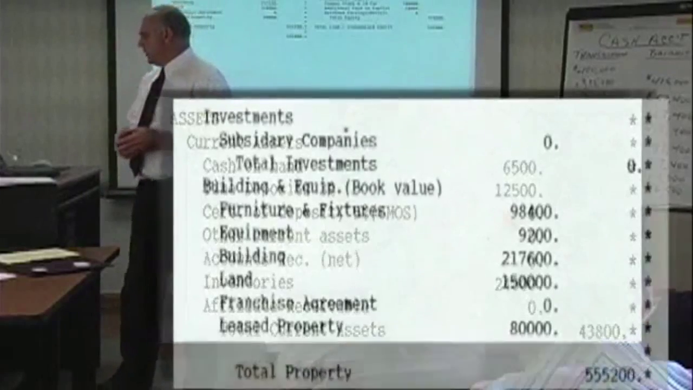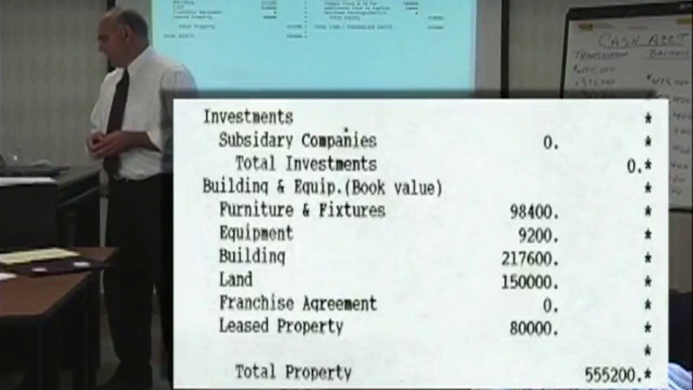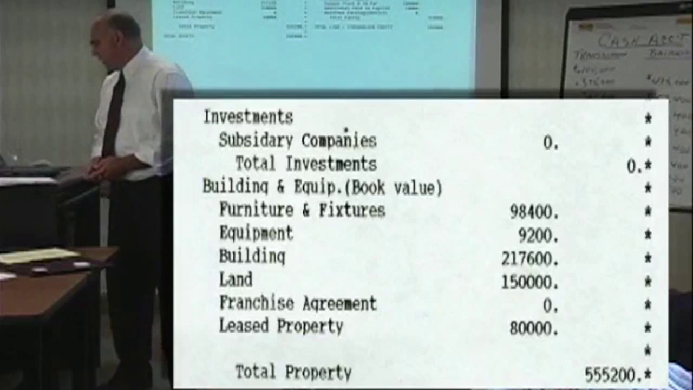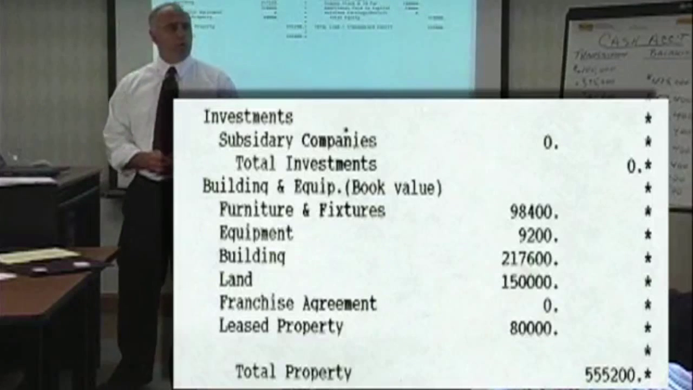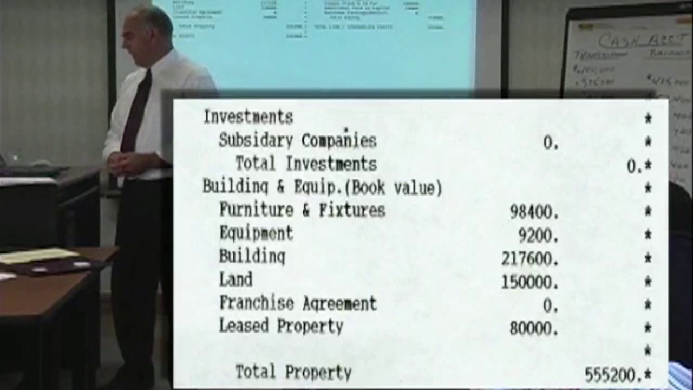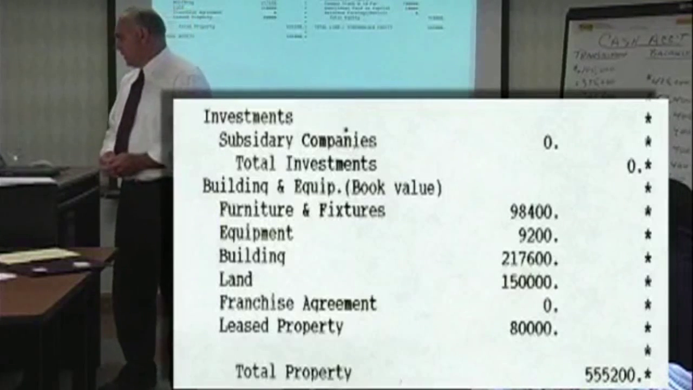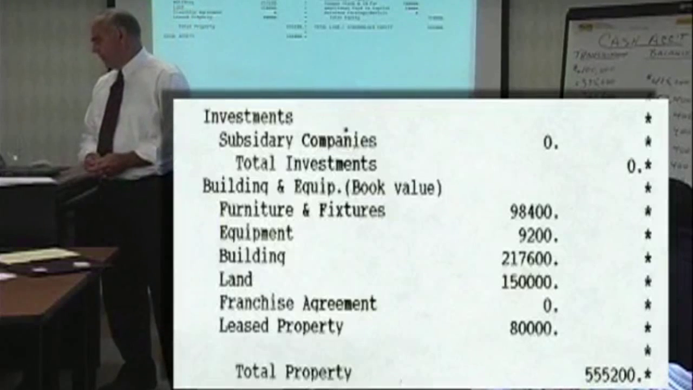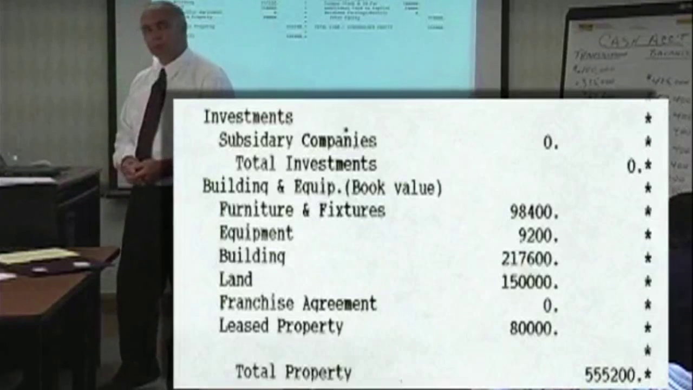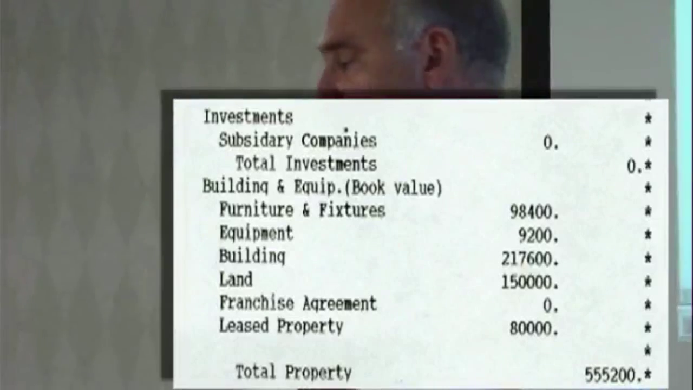Below that we find what's called the fixed assets or the long-term assets. The building and equipment that was recorded at book value. We see the furniture and fixtures in the amount of $98,400. The smallware equipment, $9,200. The building, $217,600. The value of the land recorded at book value, $150,000. And the leased property of $80,000. So the total property adds to $555,200 with the total assets equaling $599,000 that we indicated earlier on the fundamental accounting equation.